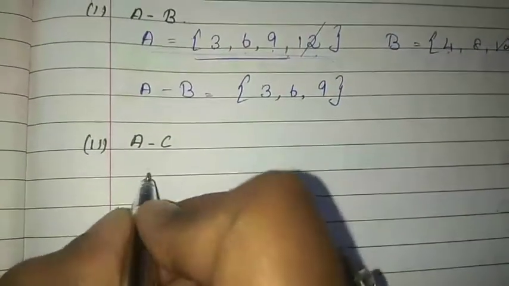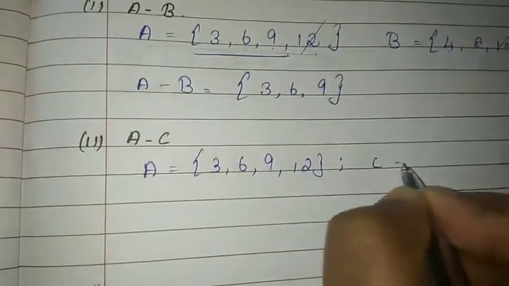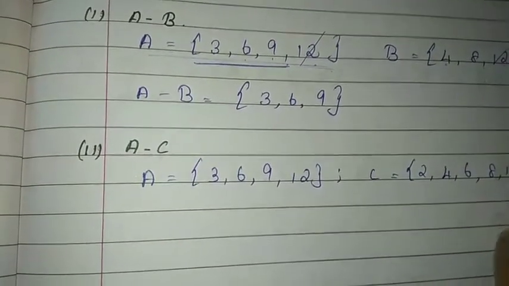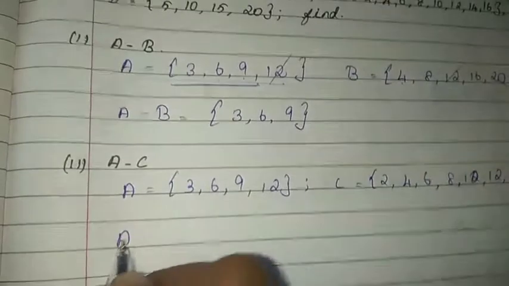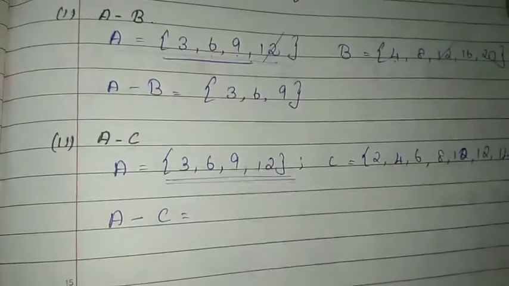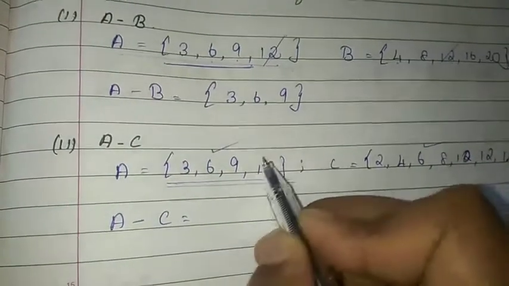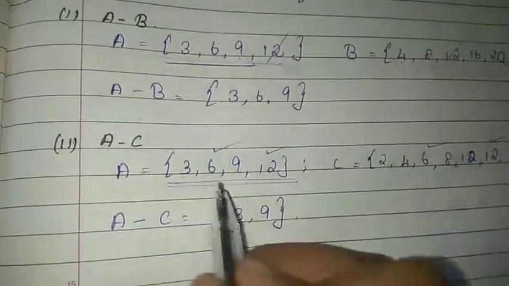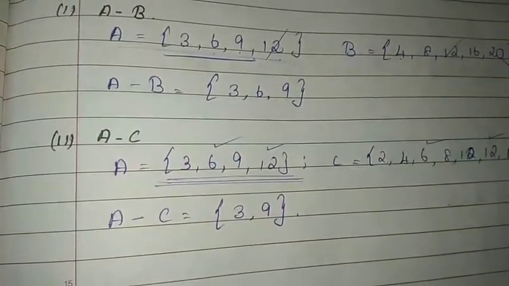Second subdivision, so A is equal to 3, 6, 9, 12 and C is equal to 2, 4, 6, 8, 10, 12, 14 and 16. So A difference C is equal to the set of all elements in A except the common elements. So 3 is here, 3 not here; 6 is here, 6 is here; 9 no; 12, 12. So what is remaining? 3, 9. I have to write all the elements from set A, but the elements which are common I should not write.